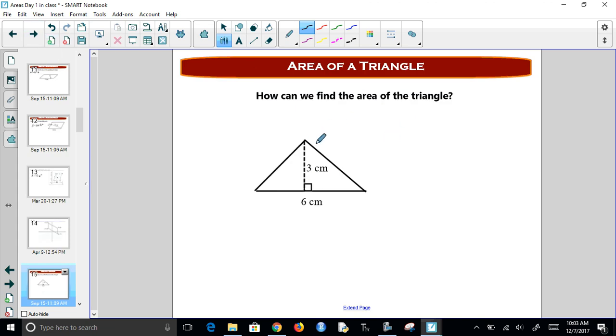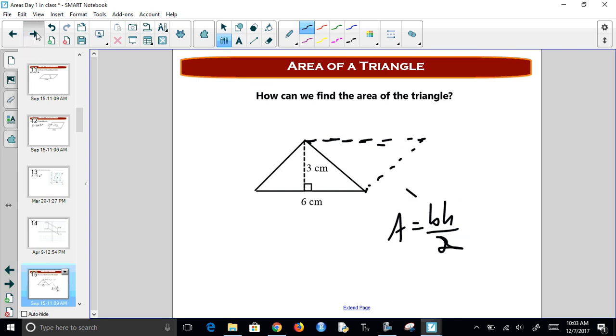Well, the area of a triangle, what we do is, if I take this and flip it over, that makes a parallelogram. And the area of a parallelogram is base times height. Now we only want half of it, so it's divided by 2. So every single triangle we can manipulate to make it half of a parallelogram. So that's why we have base times height divided by 2.